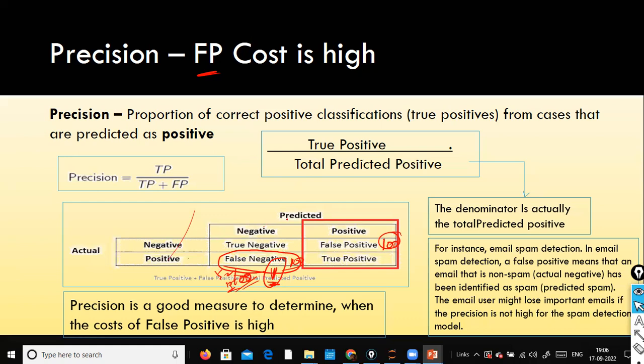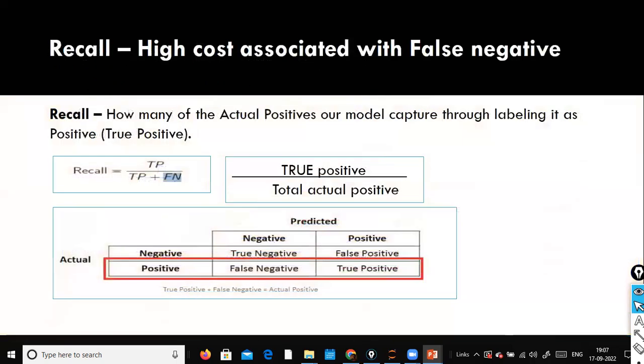But the point here is, in the case of false positive, if your false positive cost is high, then you need to use precision. With the help of this precision metric, you can evaluate how well your model is doing. And the next one is recall.